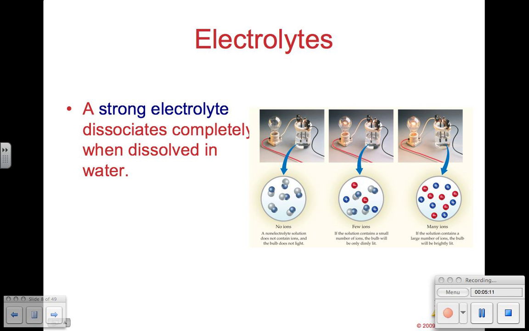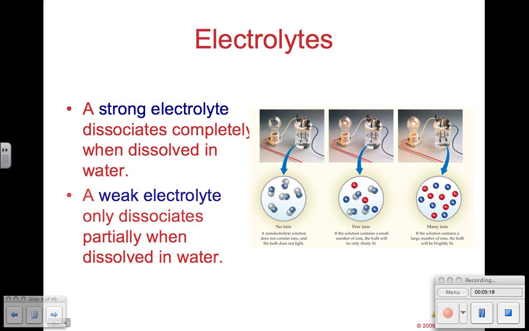Remind me on Friday, but we'll pull out the little light bulbs and test it again. So a strong electrolyte dissociates completely when dissolved in water. Weak electrolytes only dissociate partially when dissolved in water. So with weak acids and weak bases, only some of it dissociates.